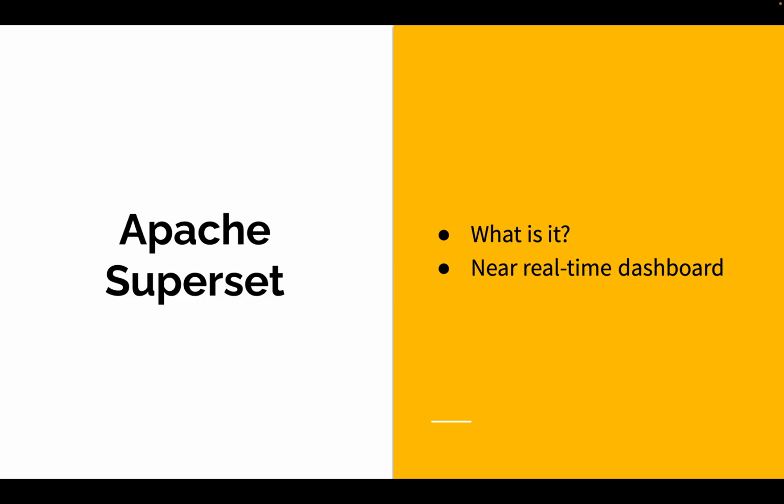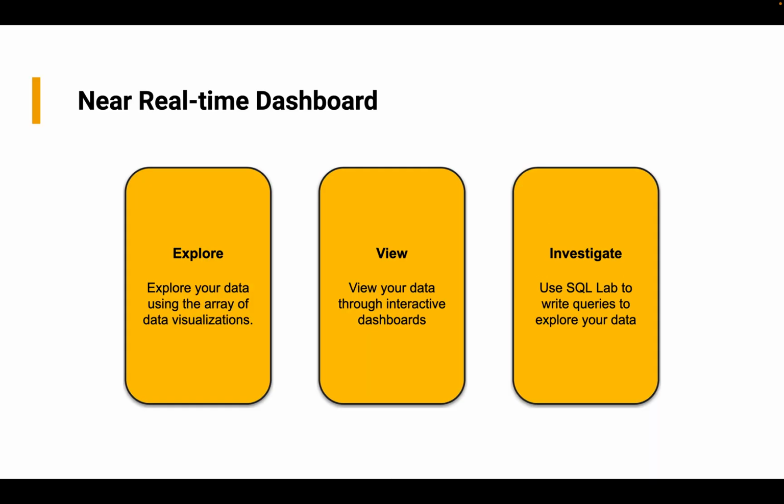Now let's talk about how we visualize the anomalies. When it comes to visualization, we used Apache Superset. It provides a near real-time dashboard. So these are the three things that it provides. You can explore the data, load the data into Apache Superset, and use the inbuilt ready-made visualization graphs to explore the data. You can view your data, so you can create your custom dashboards. We'll show in the demo how to create such a dashboard, and you can constantly monitor it in near real time. And finally, of course, investigate.